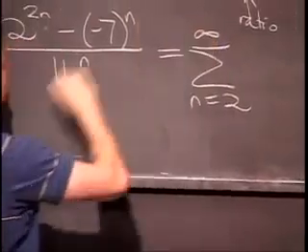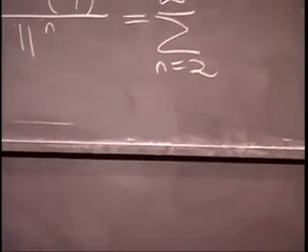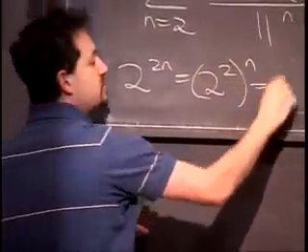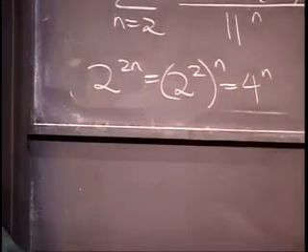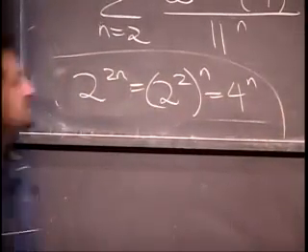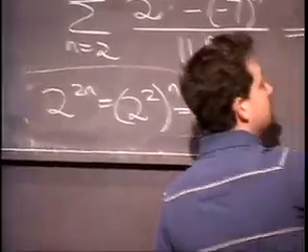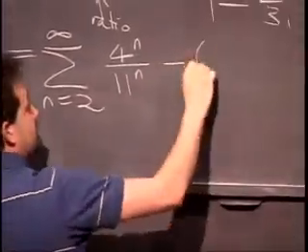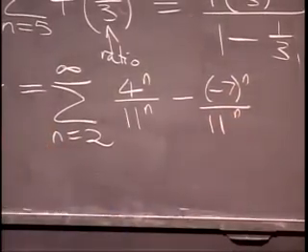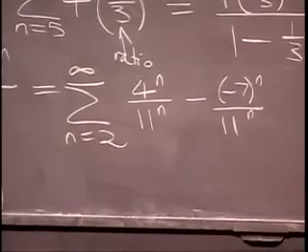To deal with the first term, I've got 2 to the 2n. I actually want to think of 2 to the 2n as 2 squared to the n, which is 4 to the n. So that's a nice little trick. So write this as 4 to the n over 11 to the n minus 7 to the n over 11 to the n. So I've actually split up the fraction into 2 pieces.